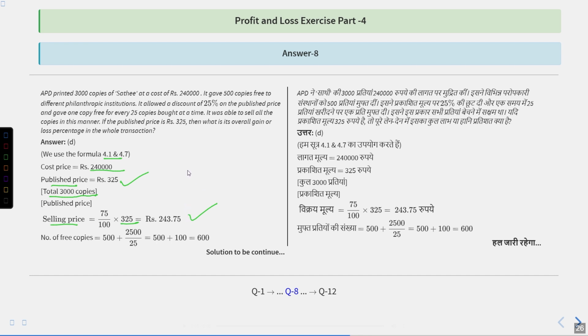Now we know that the publisher gives 500 free copies and 1 copy for every 25 copies. So the number of free copies will be 500. The rest of the copies are 2500, divided by 25. When we calculated, we got 100 extra copies, which he gave free. So total free copies is 600.